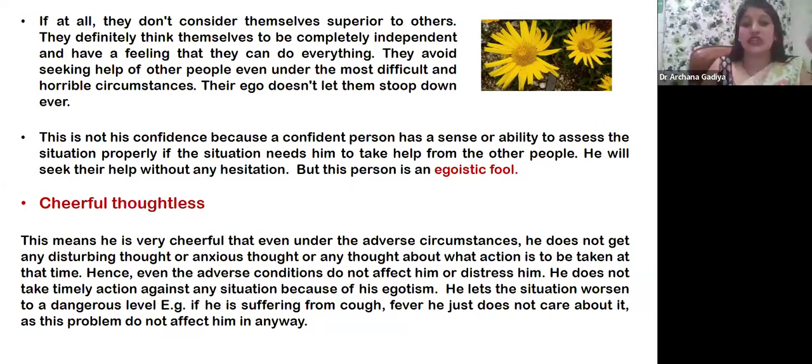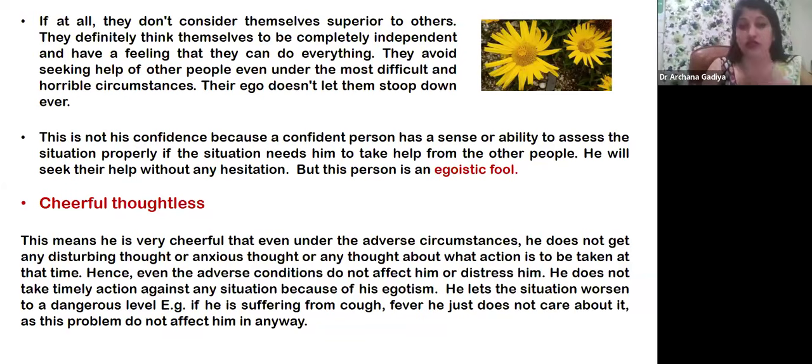This means he is so cheerful that even under adverse circumstances, he does not get any disturbing thought. He should get a disturbing thought at that time: I should consult a doctor, I should go immediately to a hospital. But there is no thought about what action to be taken. Hence, even in an adverse condition, it does not affect or distress him. He does not take timely action against any situation because of this egotism. He lets the situation worsen up to a dangerous level. When it comes to a blood transfusion, he will go only when the family pushes him.